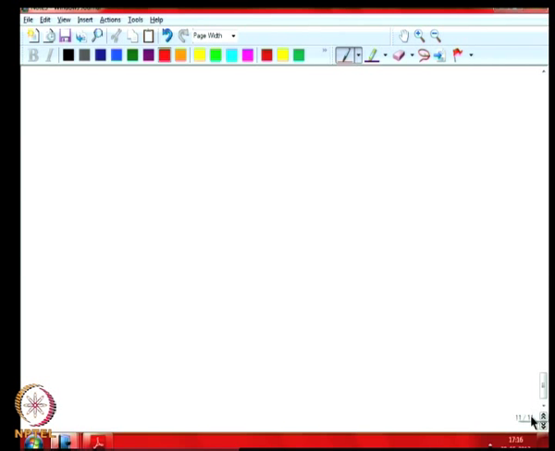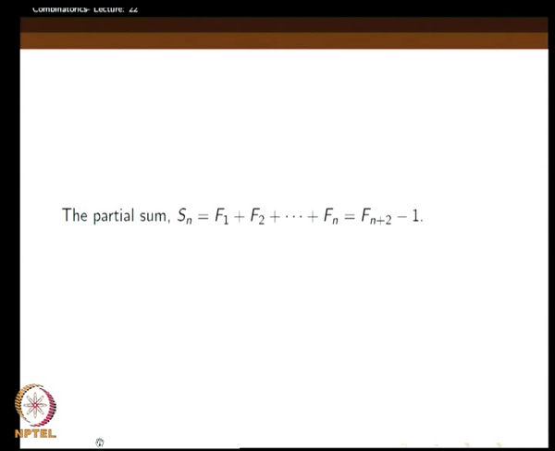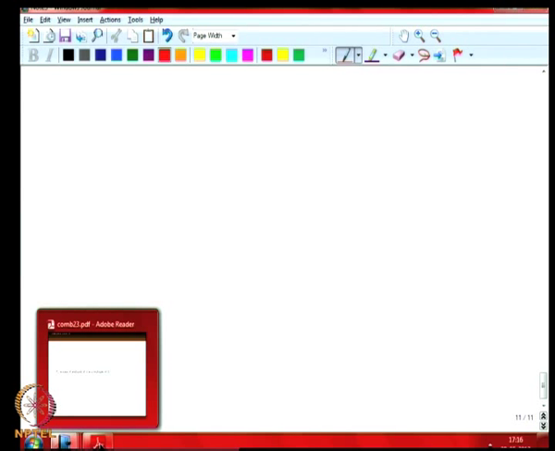So, now let us look at the next formula. This is the next property of Fibonacci numbers we want to study: Fn is even if and only if n is a multiple of 3. This is also very easy to prove, and we can verify it first.